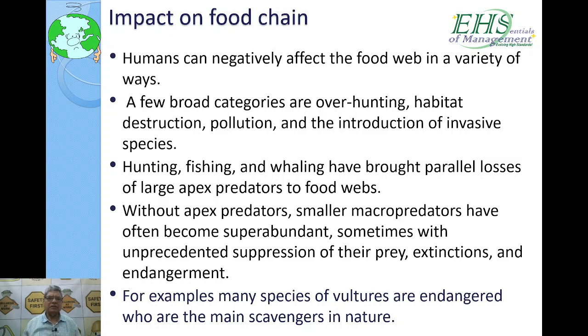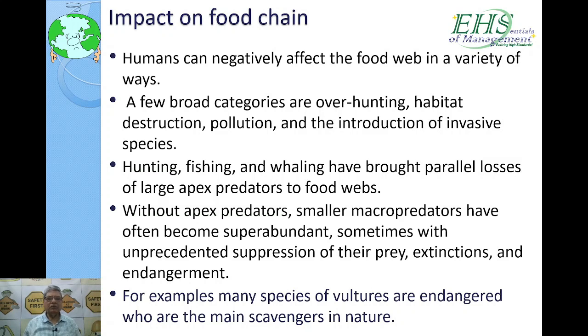Now you will find in India the Congress grass is abundantly grown on the open fields. It is an invasive species, and because of that, whatever grass is eaten by the cattle or the herbivorous animals is reducing. So this is an example of an invasive species. So because of overhunting, habitat destruction, pollution, and introduction of invasive species, there is an impact on the food chain.